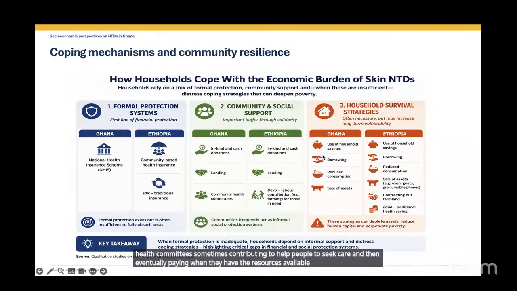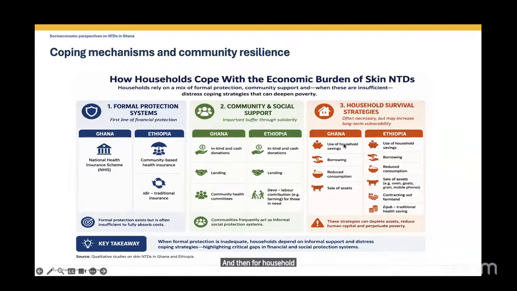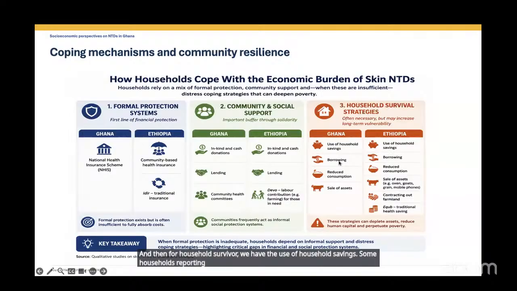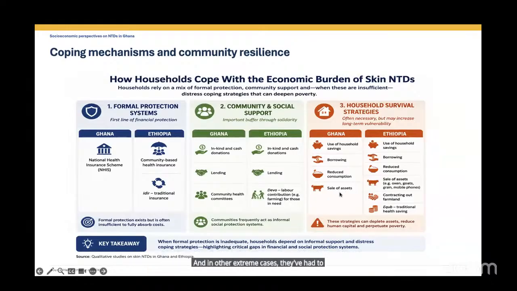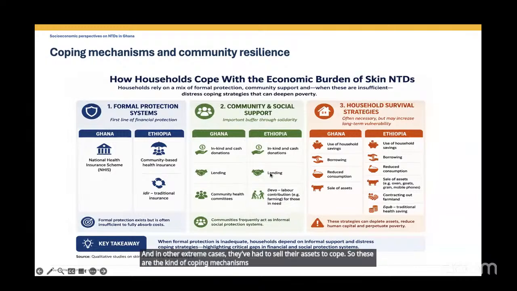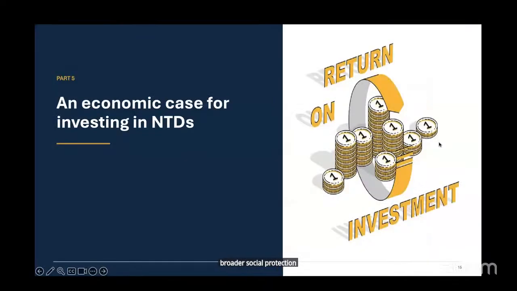And then for household survival, we have the use of household savings, some households reporting that they've had to borrow, some households reporting that they've had to reduce consumption within the household just to make money for the sick individual to seek care. And in other extreme cases, they've had to sell their assets to cope. So these are the kind of coping mechanisms that are currently being adopted by individuals in the country in the absence of broader social protection coverage.